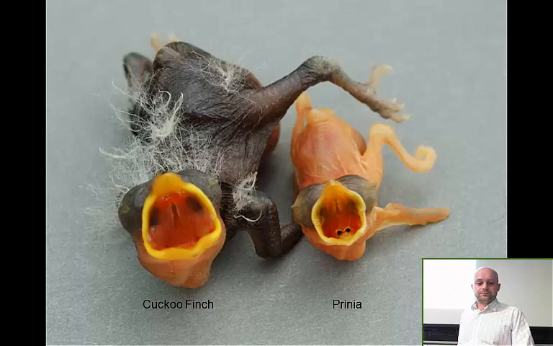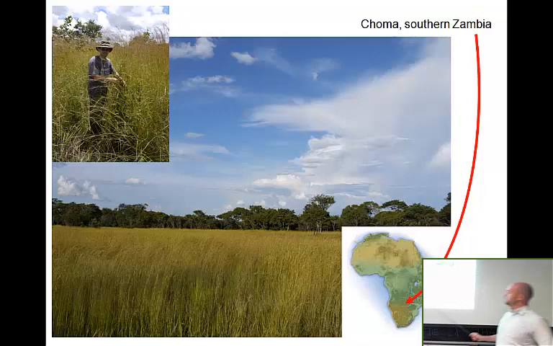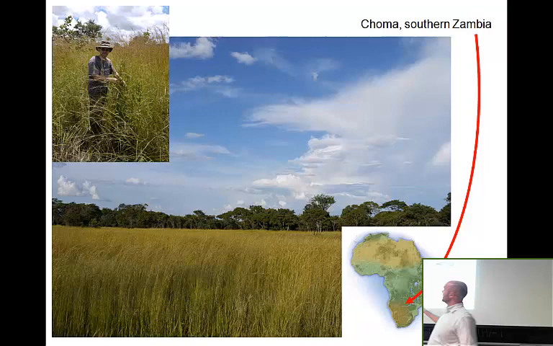And this is the place where we do the work. It's an area of southern Zambia, a little bit north of Livingstone. And this is the field site. It's a really nice area in the wet season. You get these really tall grasses where the hosts lay their eggs in these nicely woven nests in among the vegetation. And so it's a really nice place to work, although there are a few dangerous snakes like black mambas lurking in these grasses that you have to be a bit careful of.